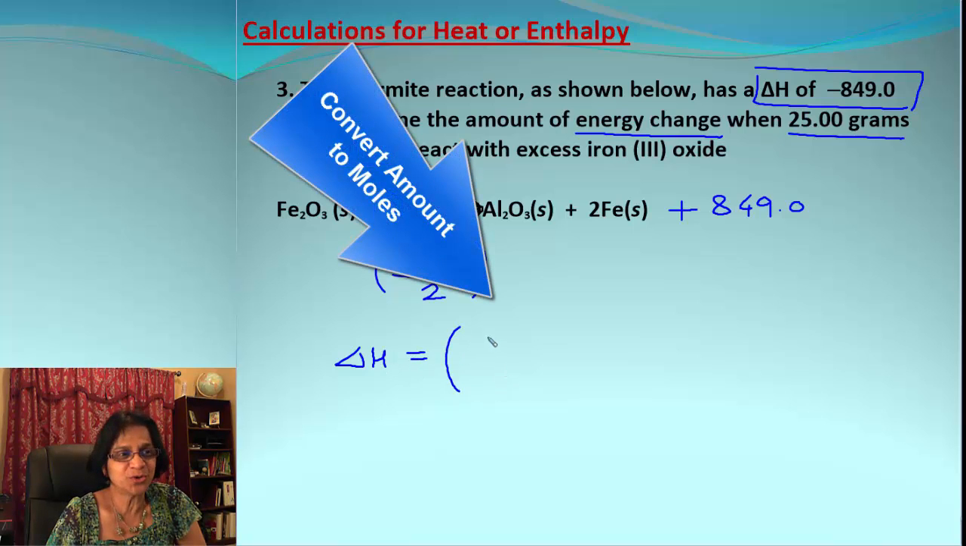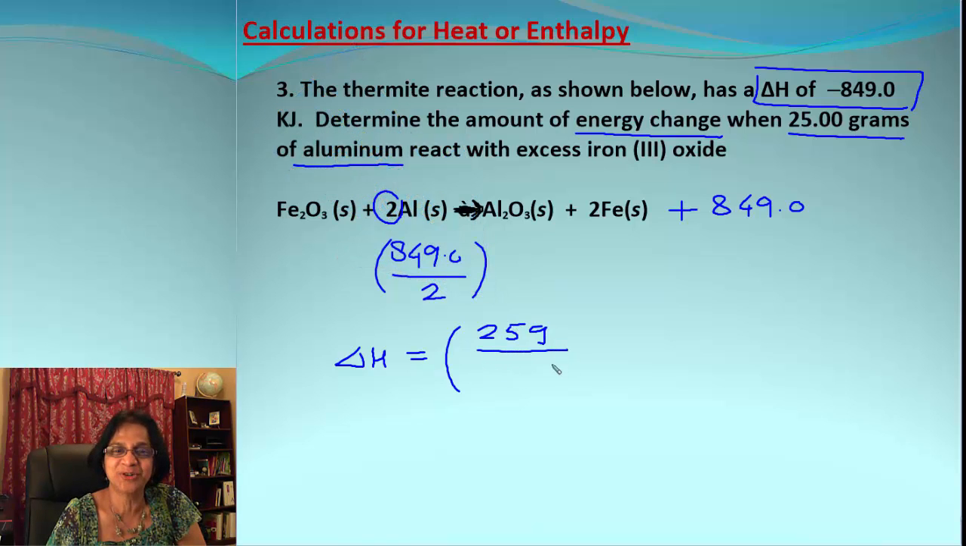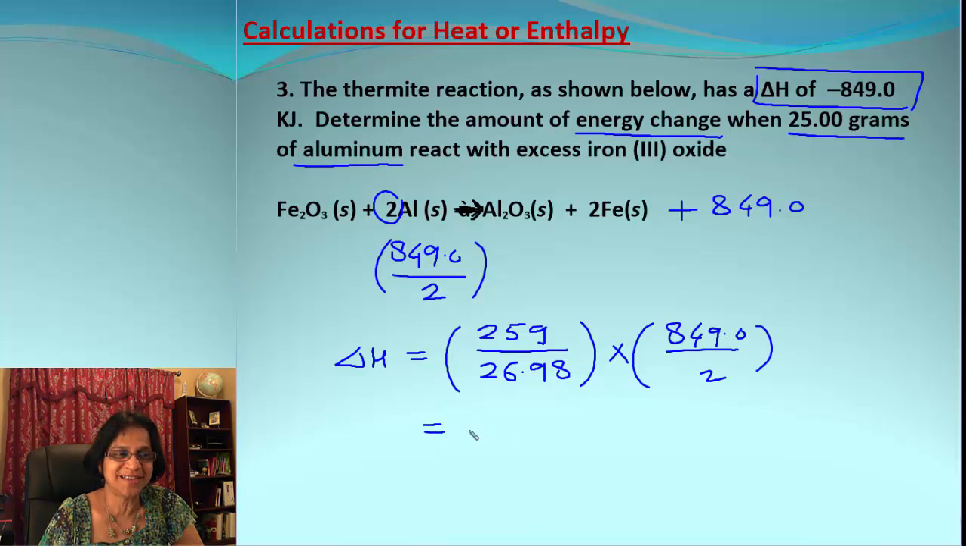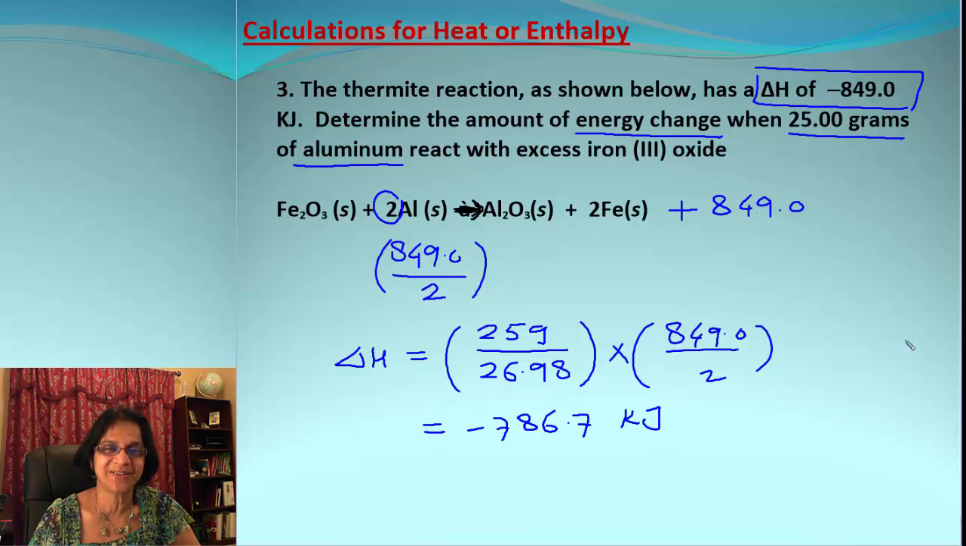Now let's work on the enthalpy change, where we are going to convert 25 grams of aluminum to number of moles. We divide that by the molar mass, which is 26.98, and to that you multiply by the energy per mole, and that gives us the final answer, negative 786.7 kilojoules.